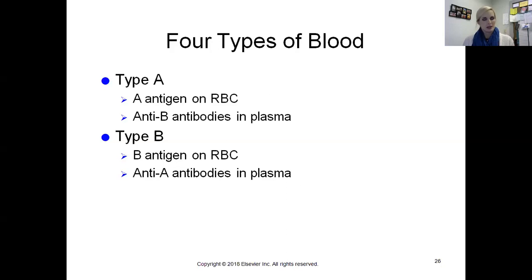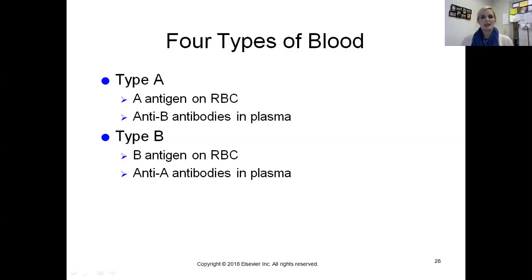So what would happen if somebody gave me type B in a blood transfusion? Well, because I have the anti-B antibodies in my plasma, those antibodies are going to see that B antigen and fight it off, and what's going to happen is it's going to cause a coagulation, a clumping, and that is going to be a very serious problem as blood tries to make its way through my body. So that's what I mean by those antibodies.